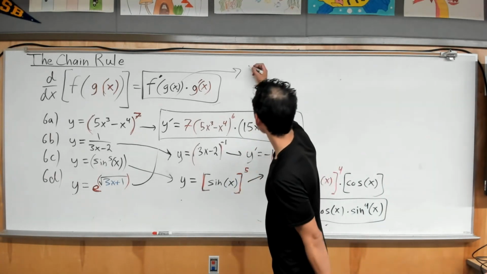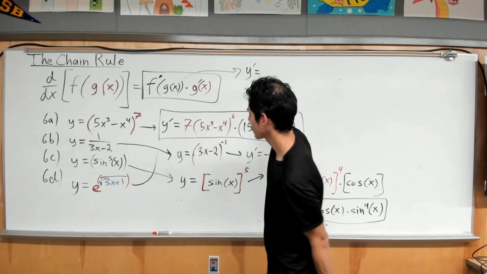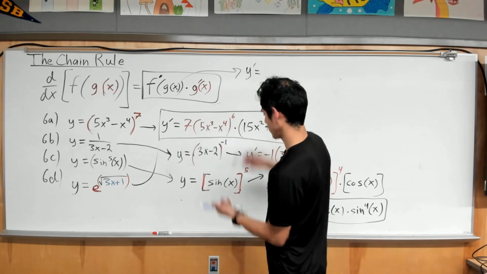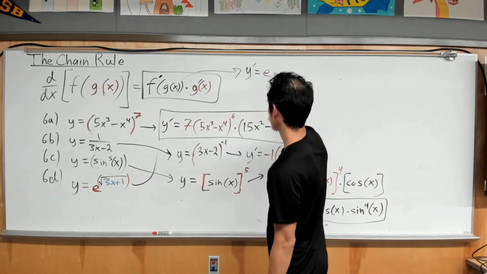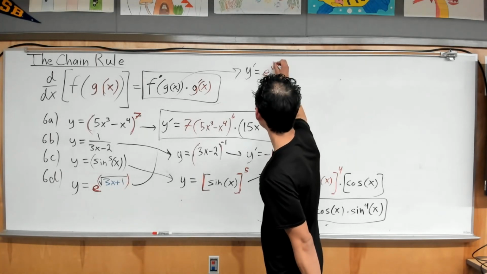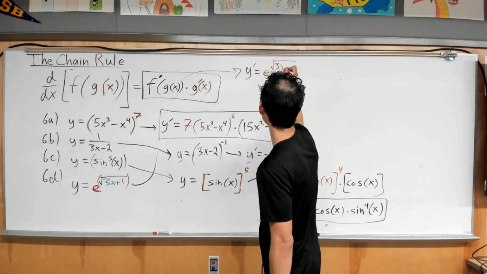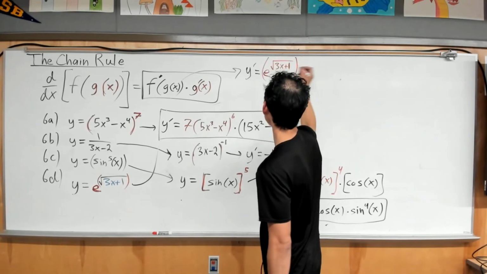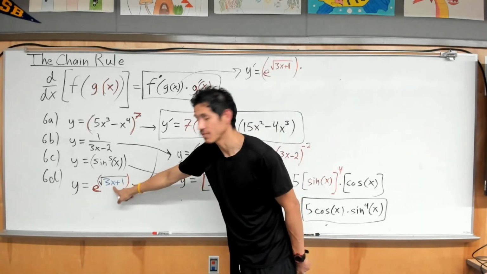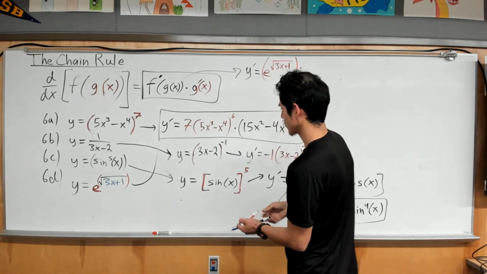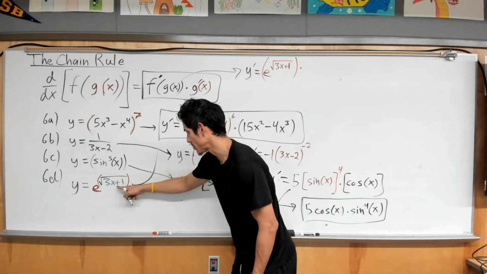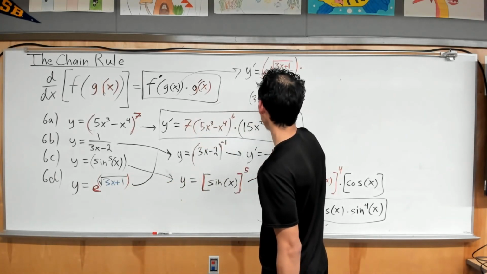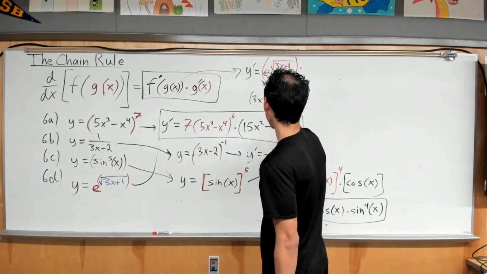Okay. So y prime will be equal to the derivative of the exponential, which stays the same. So that would just be e to the square root of 3x plus 1. Now this entire expression will be multiplied by the derivative of the square root function. So remember, the square root is just like this whole thing being raised to the 1/2. So this is like 3x plus 1 to the 1/2.